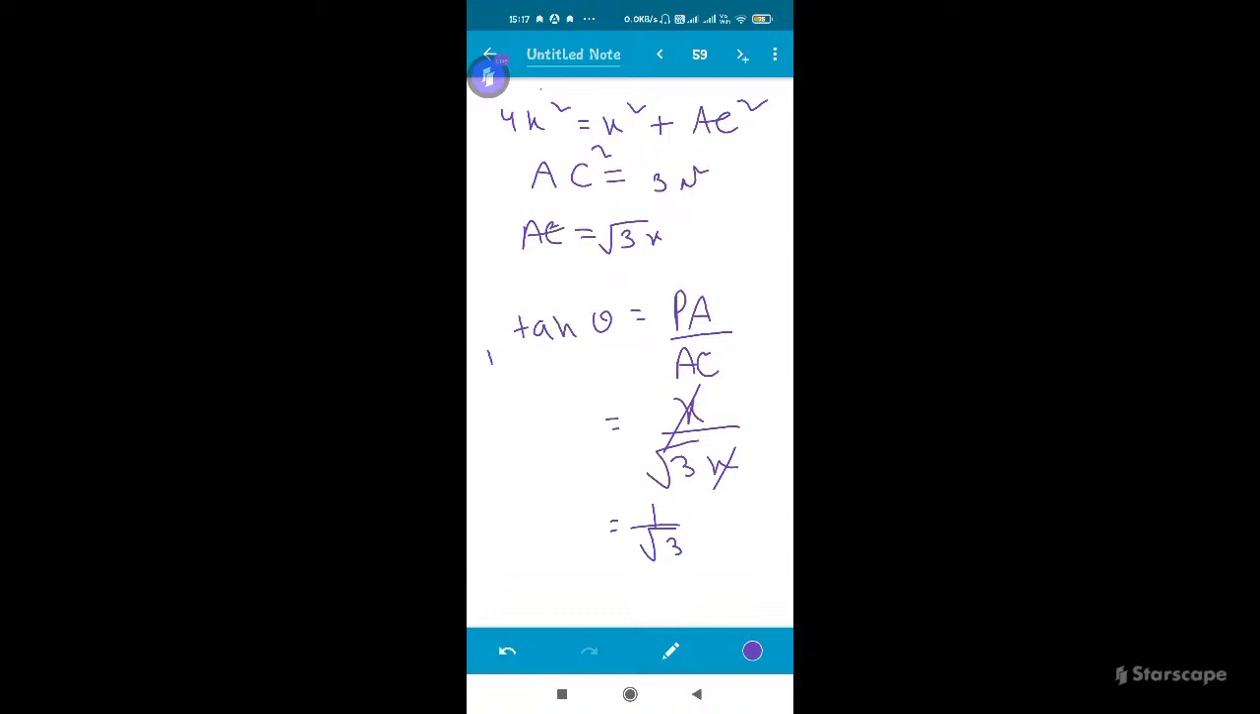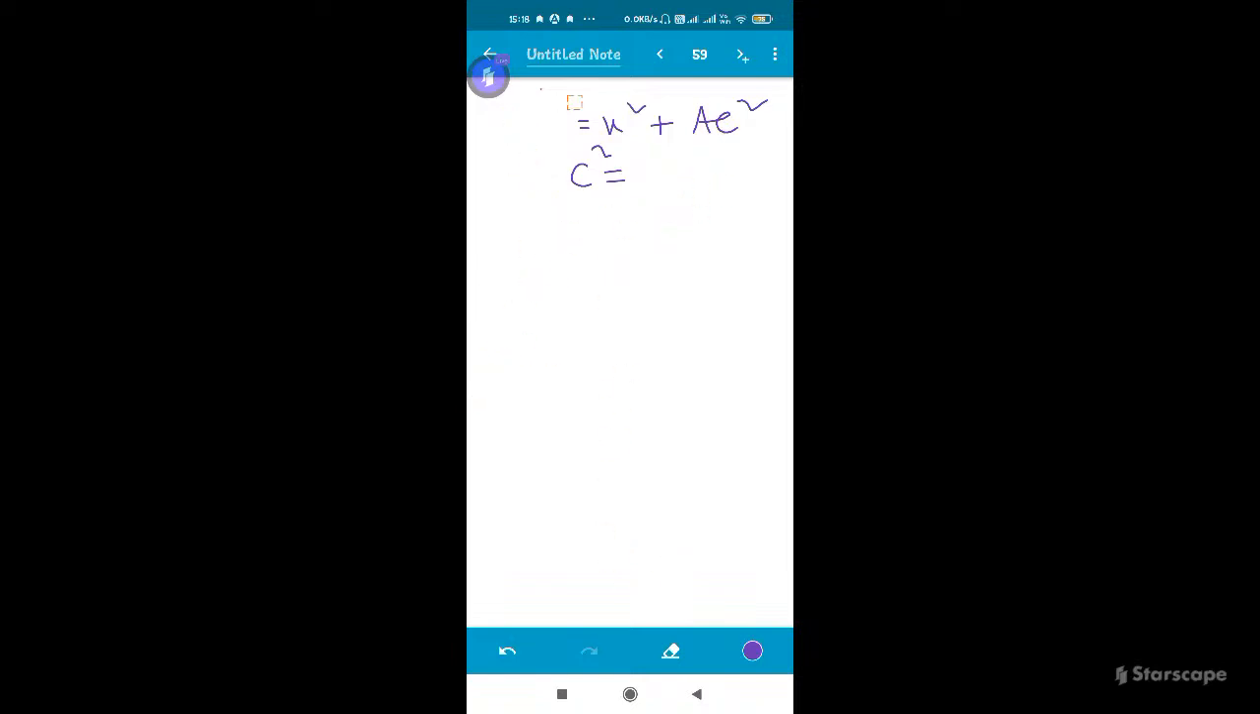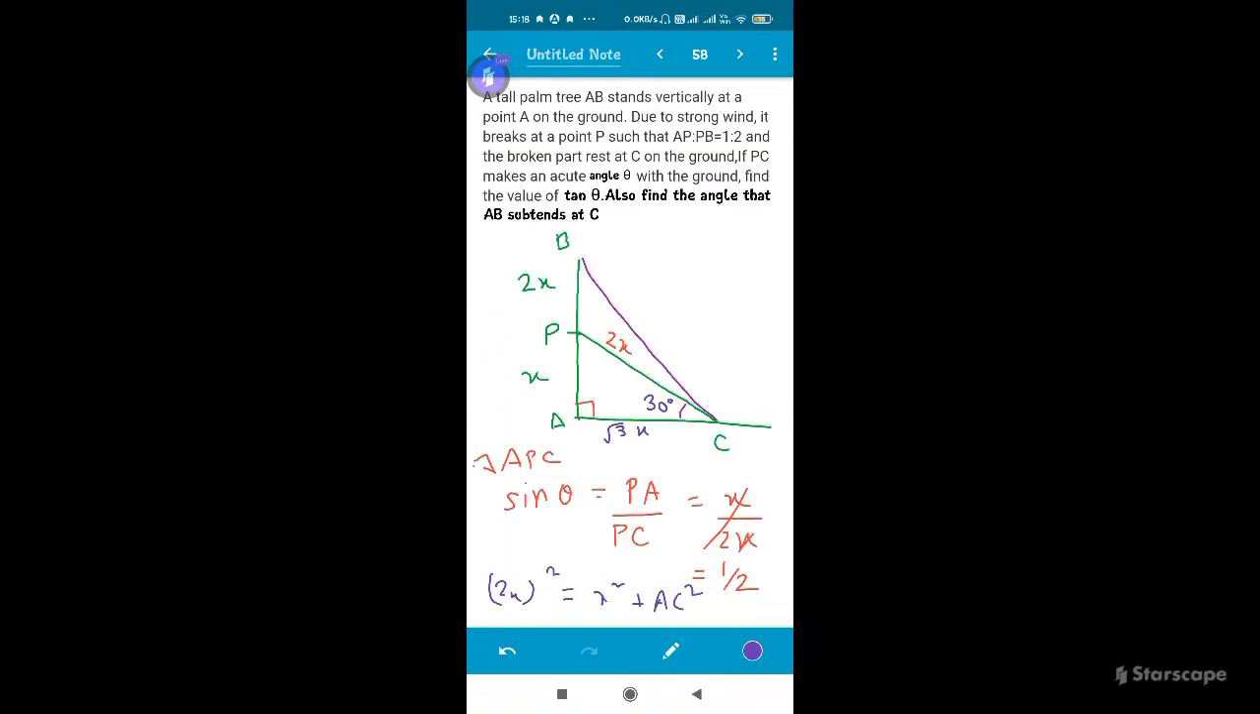You could have also written tan 30 degree, because we know the value of theta is 30 degree in this question. Hope this much is clear, but the question is not complete yet. Now what has been asked? We have to find the total angle which is subtended by AB. So now how do we do it? Let's see the diagram once. We have to find the angle ACB. That means we have to find this particular angle.